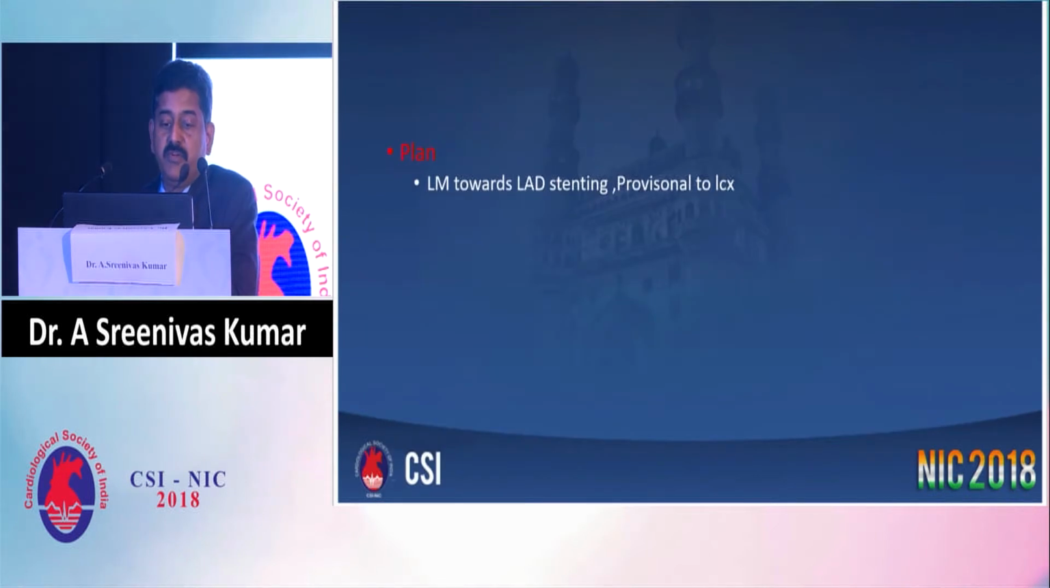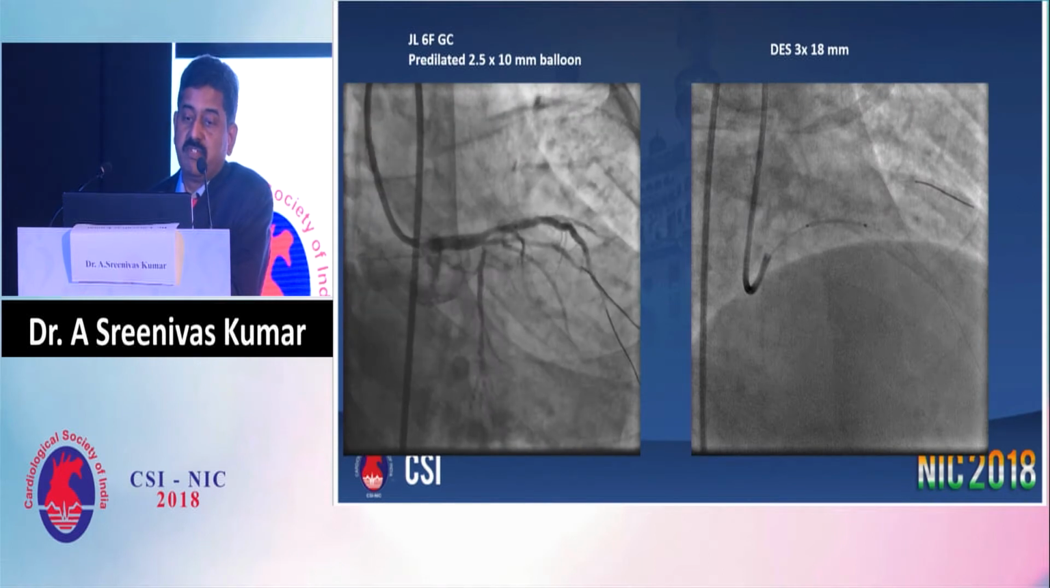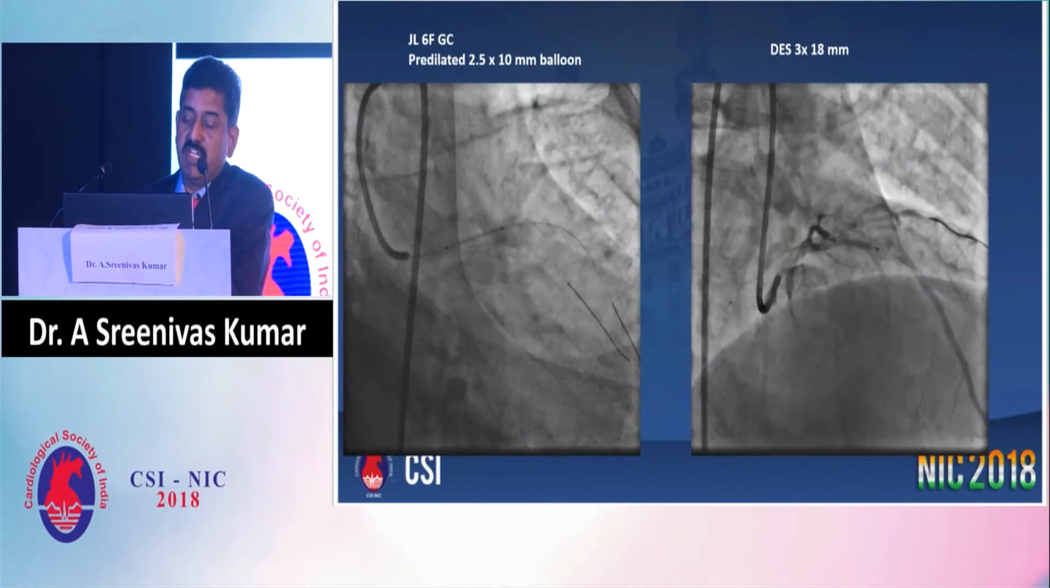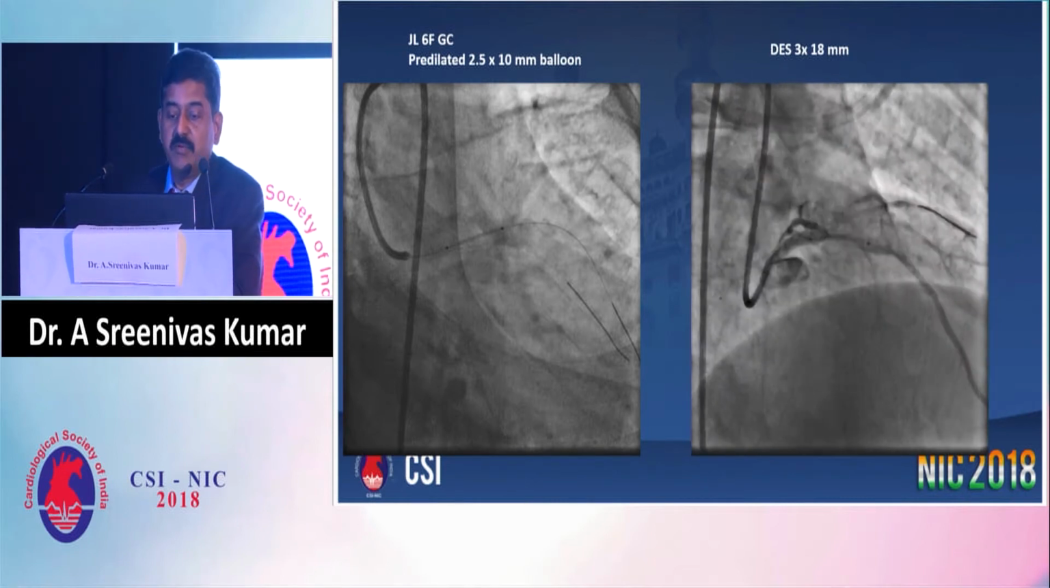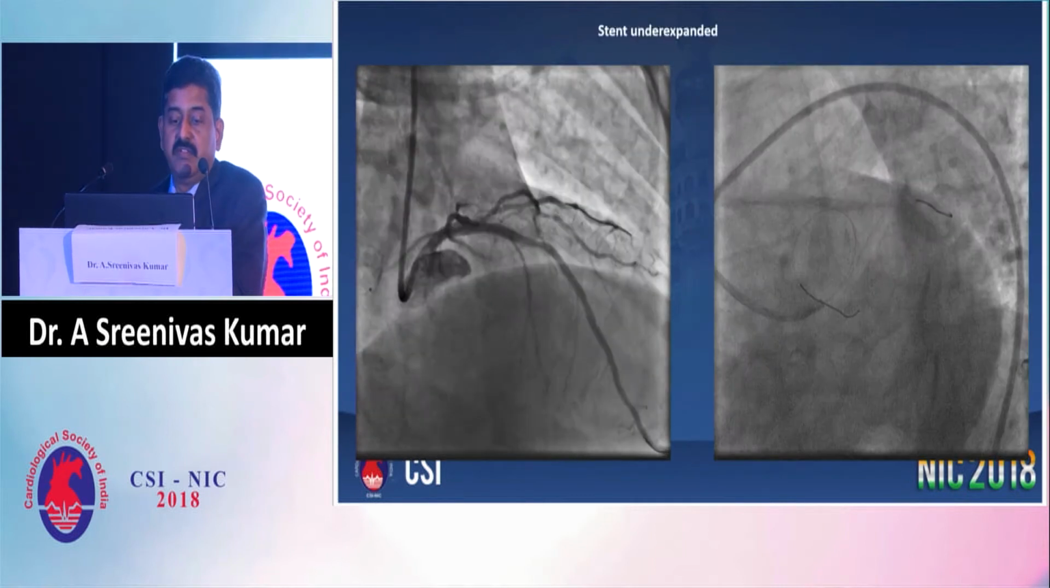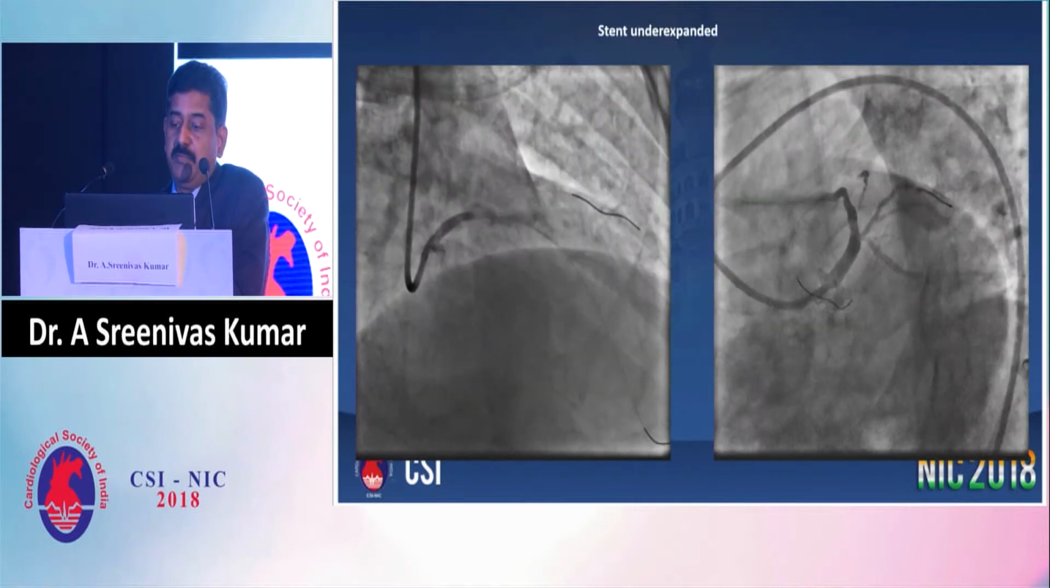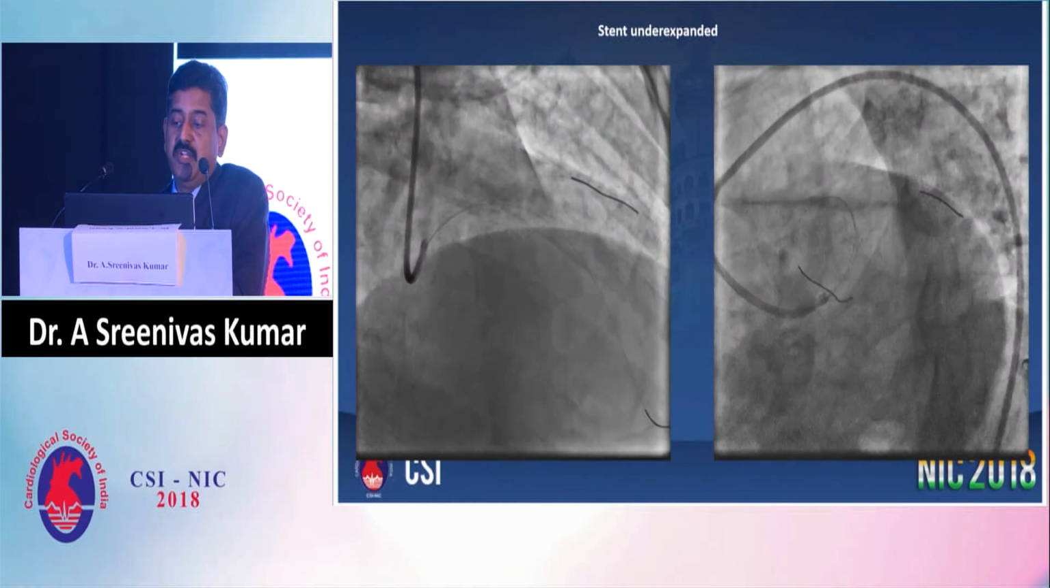Then probably patients were discussed and then we did stenting to this. Most of the time, you can get away with crossover stenting. Pre-dilated with a 2.5 balloon, then placed a stent. After stent deployment, angiographically it could look okay.